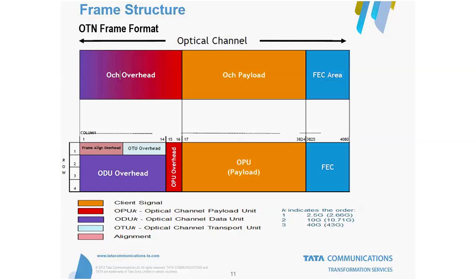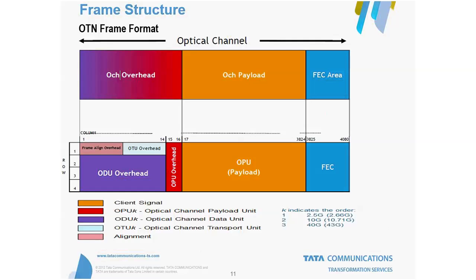We'll move into frame format now. This is the optical channel. I hope you have your frame structure of SDH and SONET in one part of your brain. Compare that with this. This is even simpler and more easily understandable. You have this optical channel overhead, payload, and FEC area. We will come to the FEC area within a minute. First we will see about this payload. What is a payload?